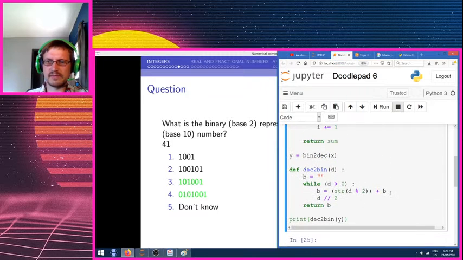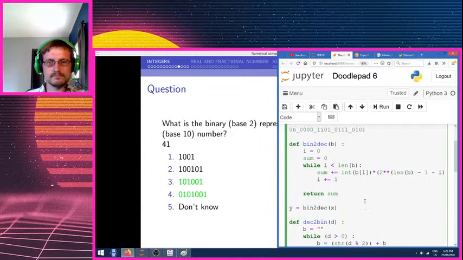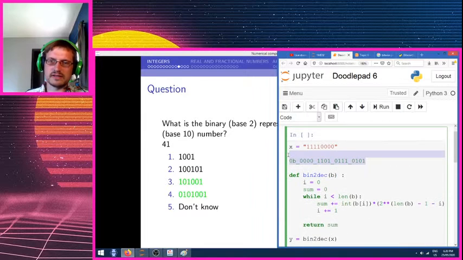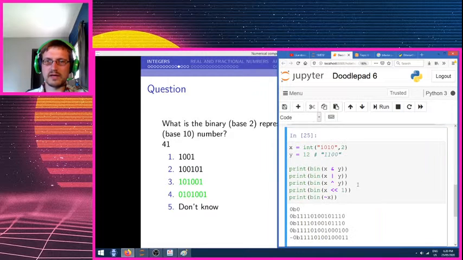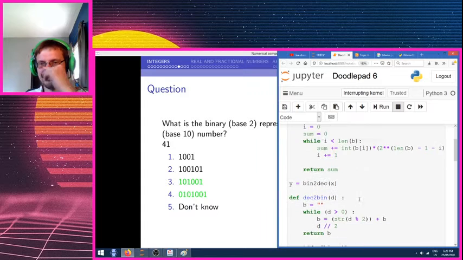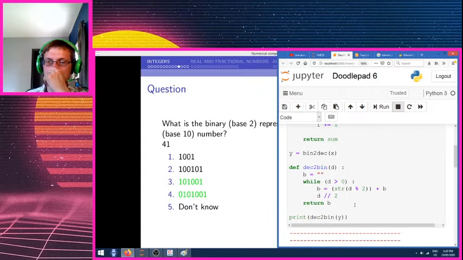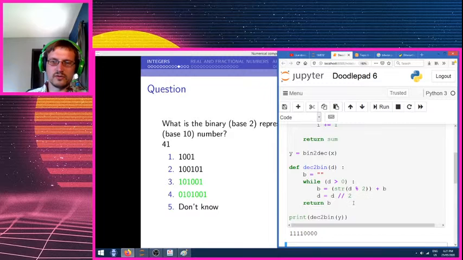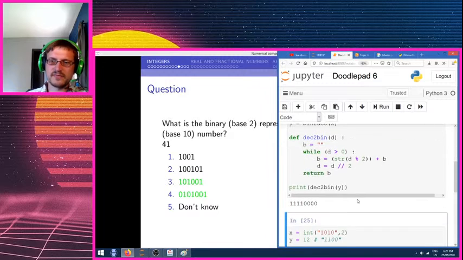I've mucked up my loop somehow. Oh, maybe I should delete this thing. Maybe that would help. Nope. Wow! There you go. Interesting.